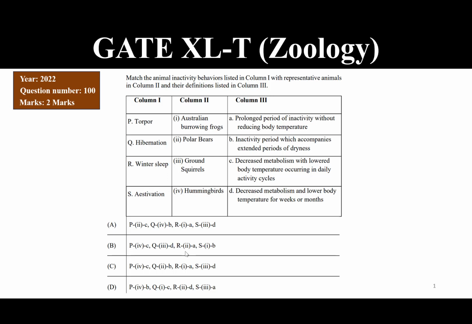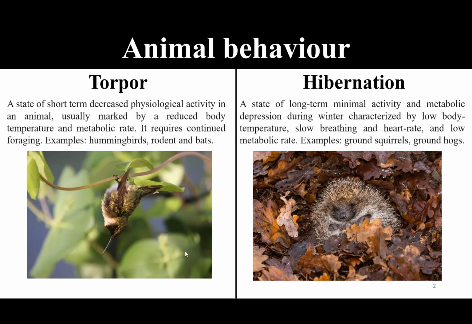Match the animal inactivity behaviors listed in column 1 with representative animals in column 2 and the definitions listed in column 3. So there are several animal inactivity behaviors listed in this question. We will first look into the definition associated with each of these behaviors and their examples, and then come back to the question and try to match these different columns.